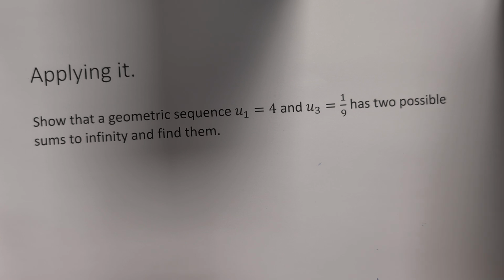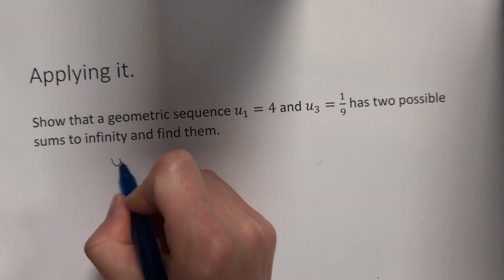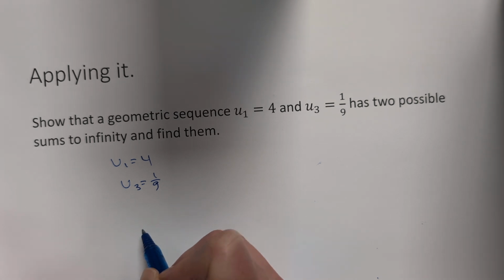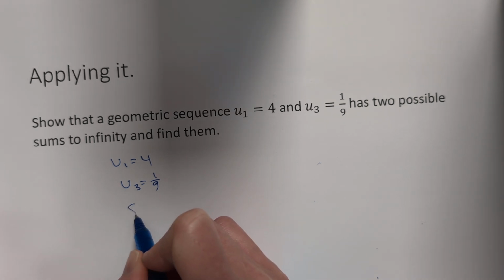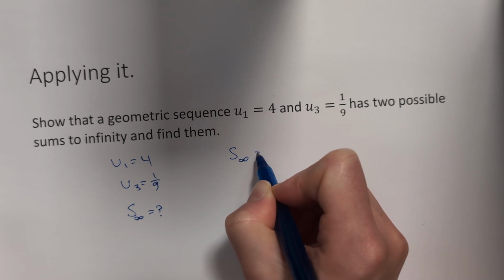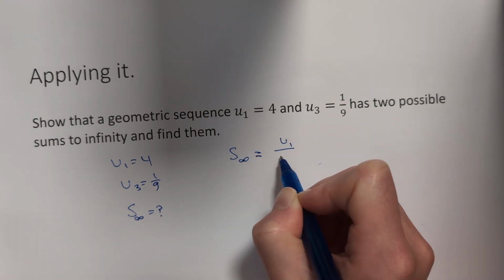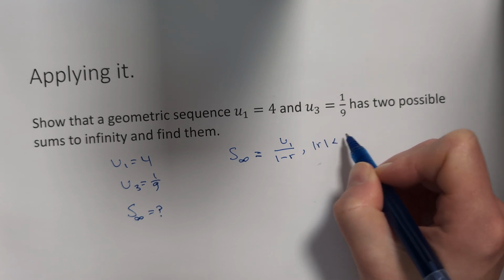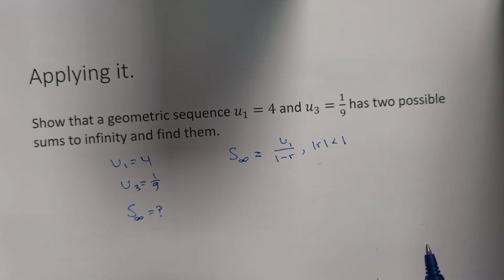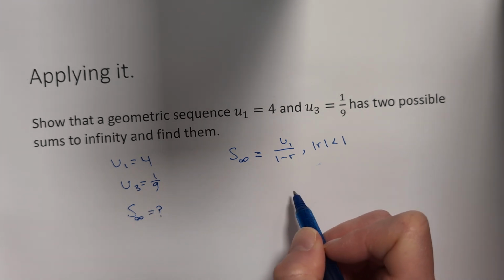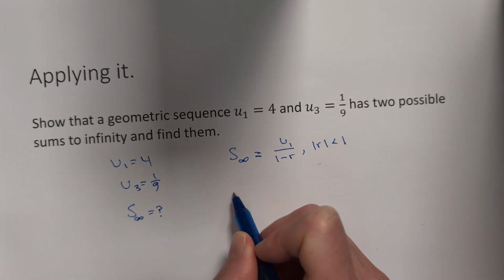Last one: show that a geometric sequence with u sub 1 equaling 4 and u sub 3 equaling 1/9 has two possible sum to infinities, and find them. Okay, well, the sum to infinity is u sub 1 over 1 minus r. The absolute value of r has to be less than 1, so we'll show that it has it. The first one, u sub 1, we need r for these. So I can use that other formula for the sequence.